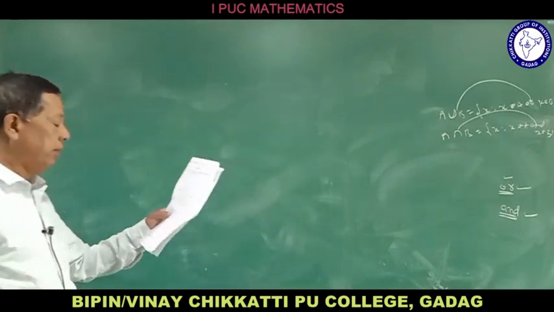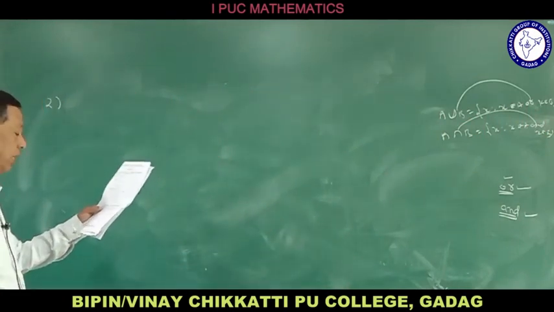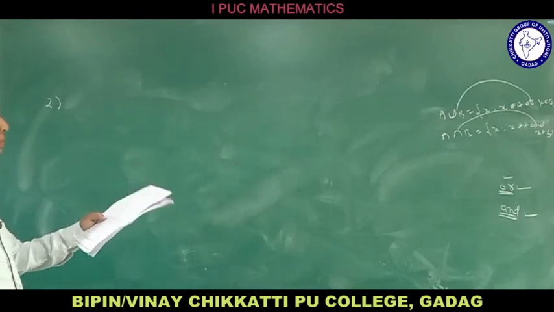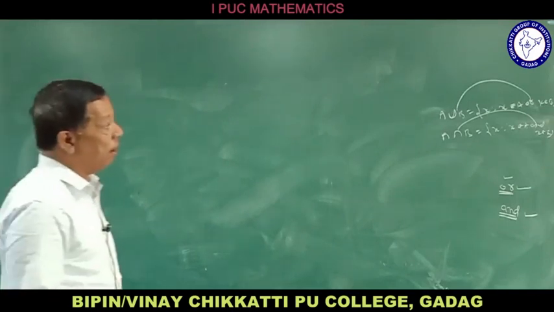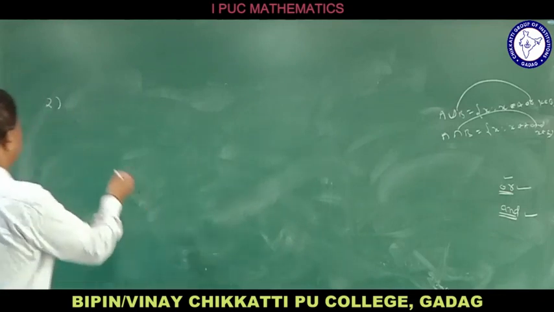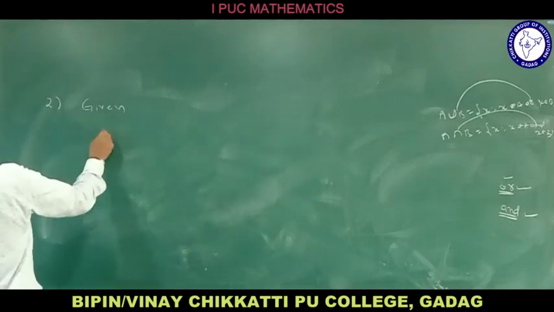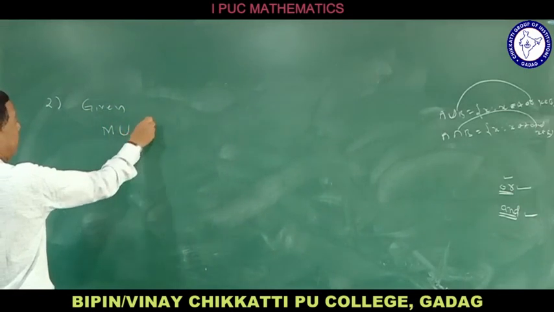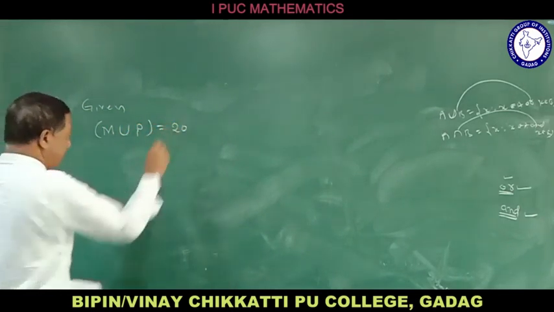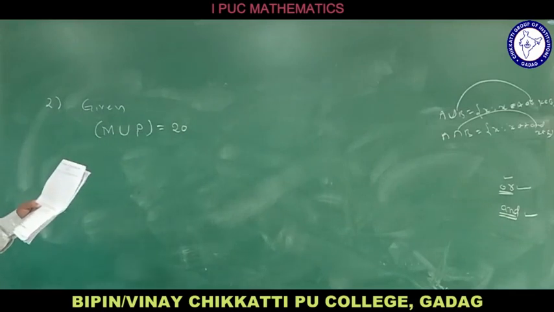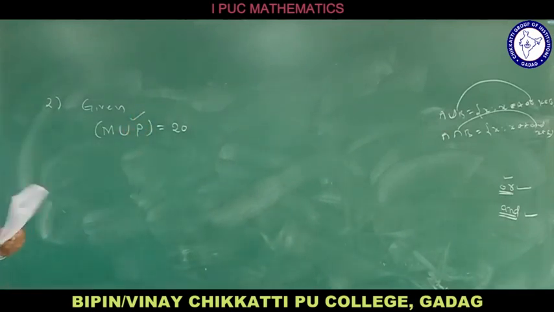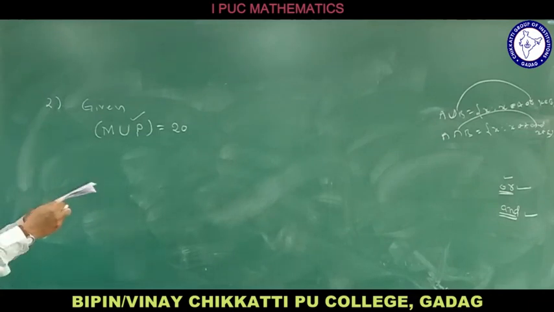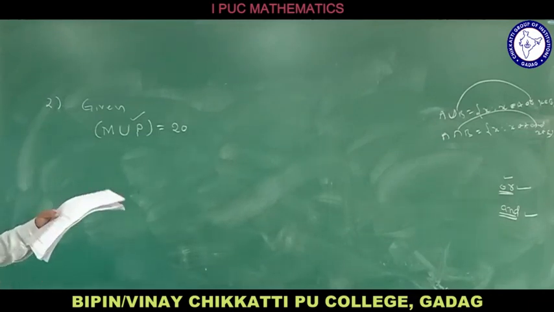Now just read out: in a school there are 20 teachers who teach mathematics or physics. Mathematics or physics means you have to decide whether it is union or intersection. Or means union, so that is why you write the answer here: M union P, that is 20. Once again, in a school there are 20 teachers who teach mathematics or physics. That is why I have written union, according to the definition.